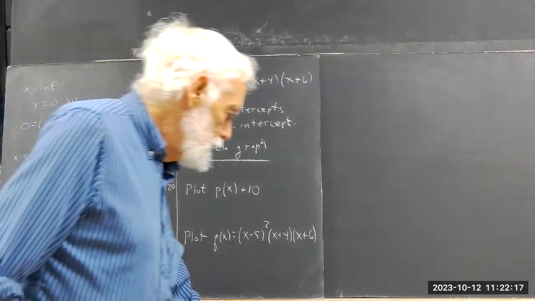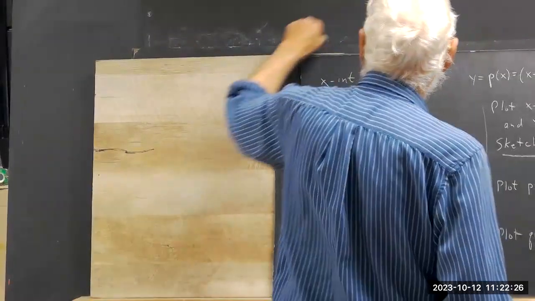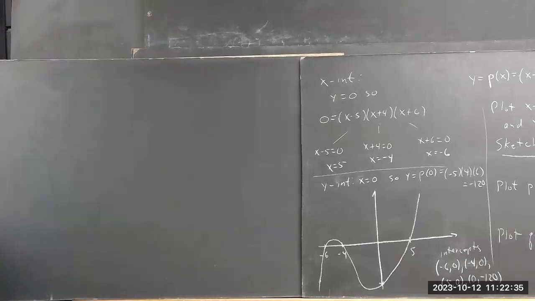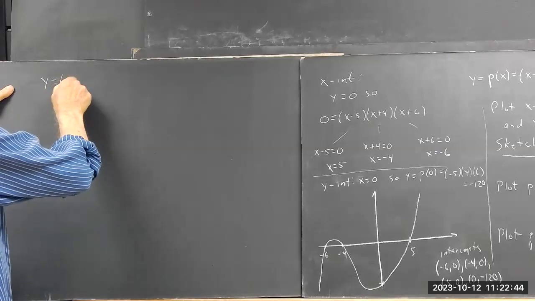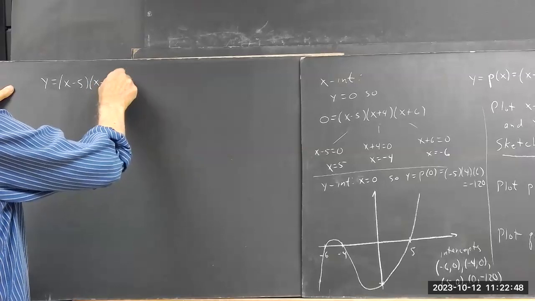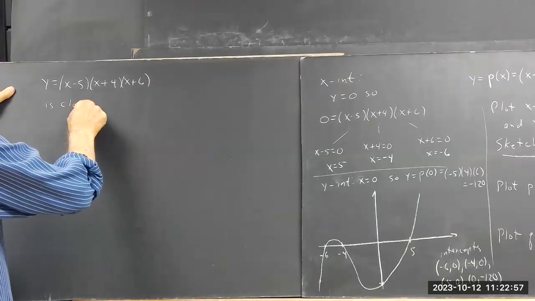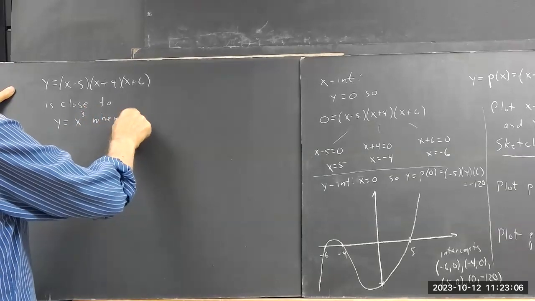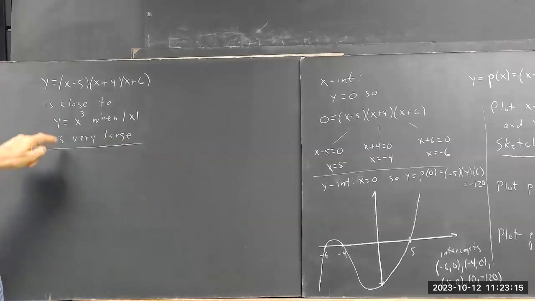Okay, now, a really important characteristic of this is that it's going to be close to x cubed when the absolute value of x is very large.